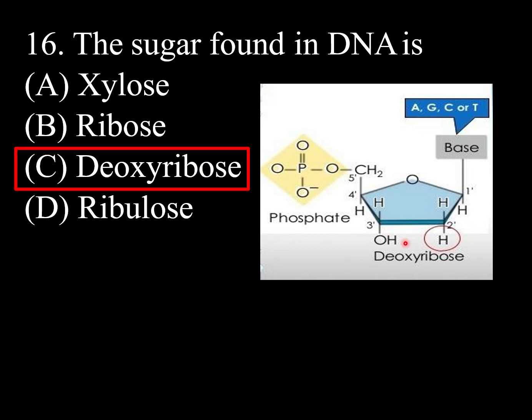In this sugar, if you see here, this is first prime, second prime, third prime, fourth prime and fifth prime. In case of DNA and RNA, we are concerned about only the second prime. If we see here in the second prime, there is only hydrogen present. The oxygen present here is removed. So that's why it is known as deoxyribose. In DNA, at the second prime, only hydrogen will be present. So the right option is deoxyribose.